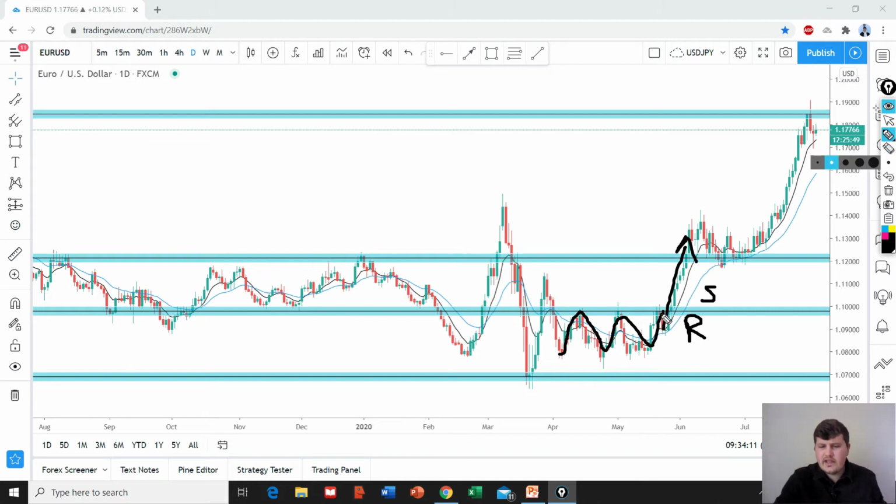The move doesn't always continue like this. It eventually breaks either through the resistance or through the support area.